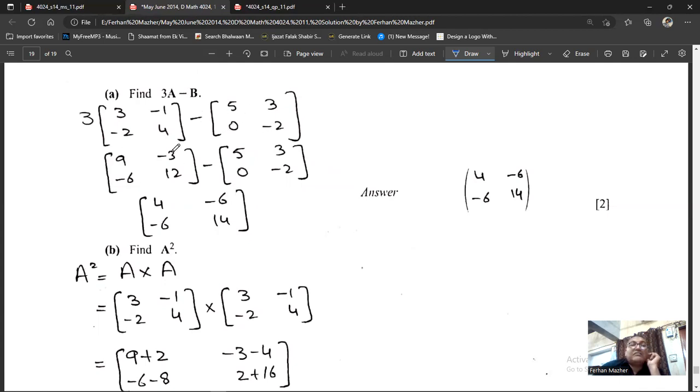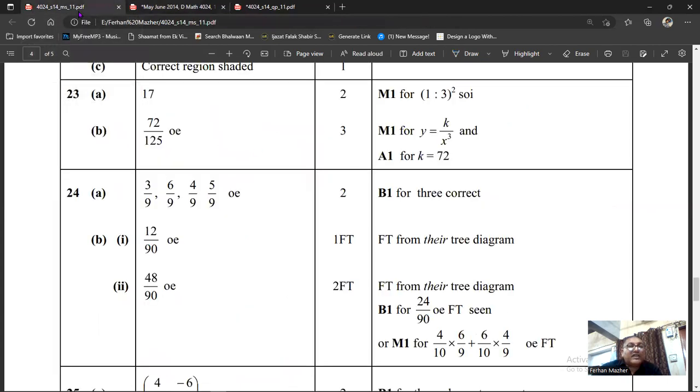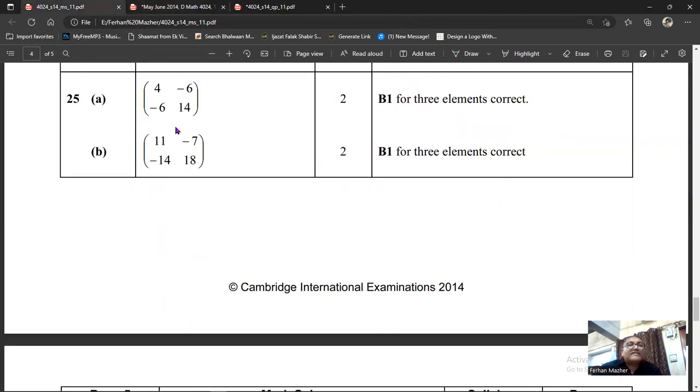So it will be [9, -3; -6, 12] minus [5, 3; 0, -2]. So 9 minus 5 is 4, minus 3 minus 3 is minus 6, minus 6 minus 0 is minus 6, 12 minus minus 2 is 12 plus 2, and that will be 14. So this is my answer. So let's check. [4, -6; -6, 14].